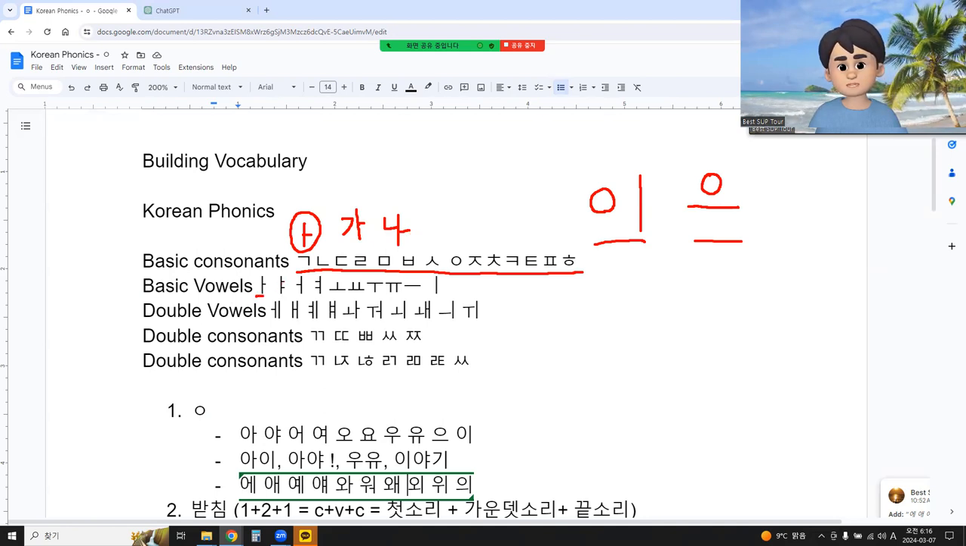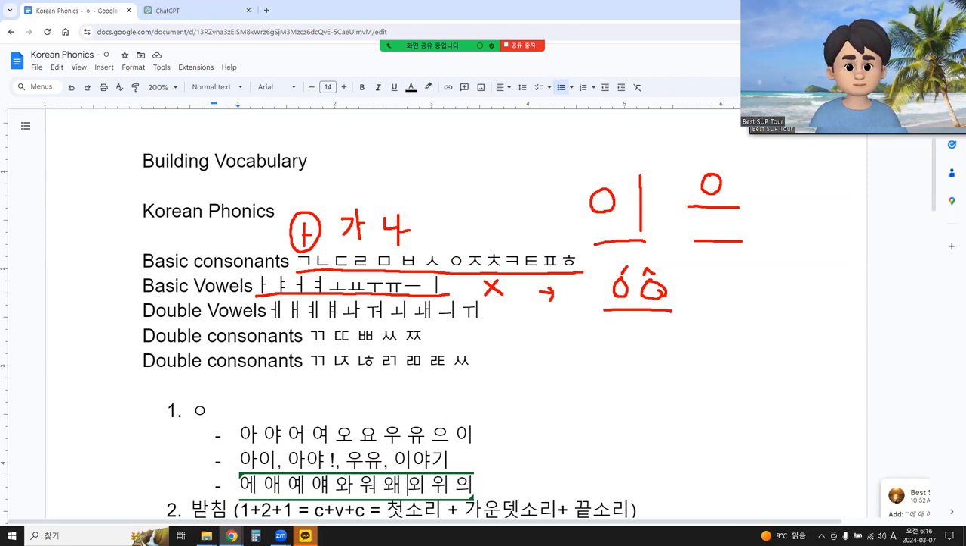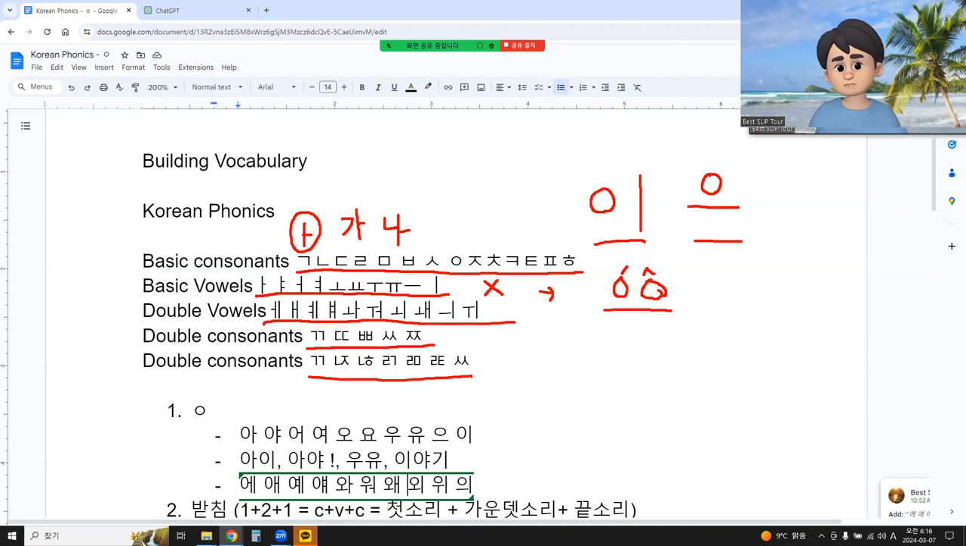The basic vowel sounds are a, ya, o, yo, o, yo, u, u, u, i. With only vowels, we cannot make a word, but other words like o, and o is like umbrella. And in English also, oh, no, only in Hangul we can see. Then double vowels like e, wa, wo, we, wi, and double consonants k, t, p, s, j.